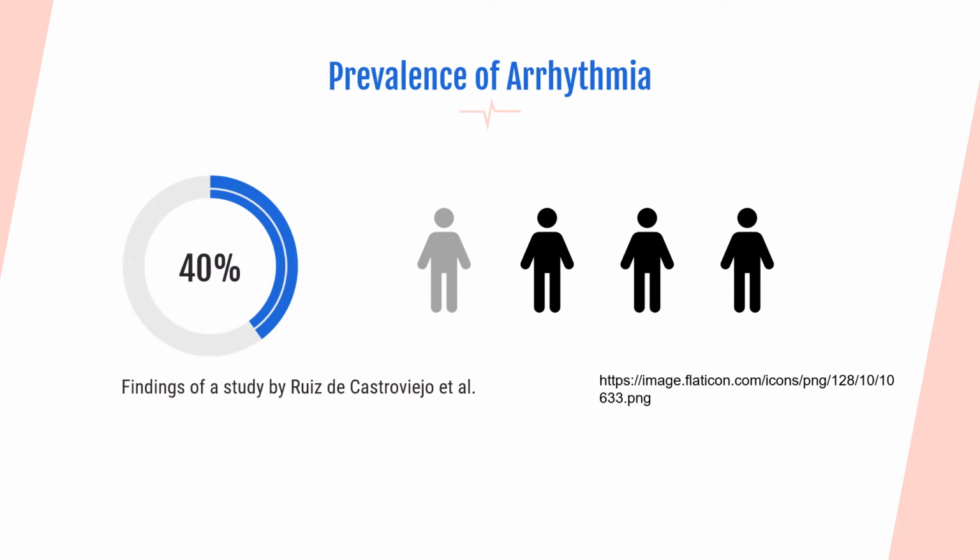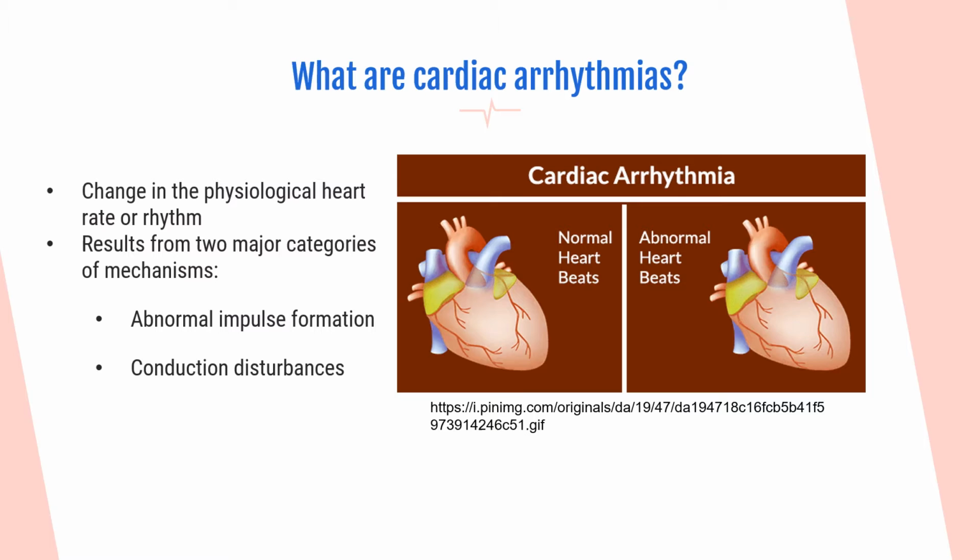According to a study by Ruiz de Castro-Villot et al., nearly 40% of the patients examined in a cardiology outpatient clinic and 1 in 4 of the people examined for the first time were diagnosed with a cardiac arrhythmia. But that leads us to the question, what are cardiac arrhythmias? Well, an arrhythmia is a change in the physiological heart rate or rhythm that can result from two major categories of mechanisms: abnormal impulse formation or conduction disturbances.